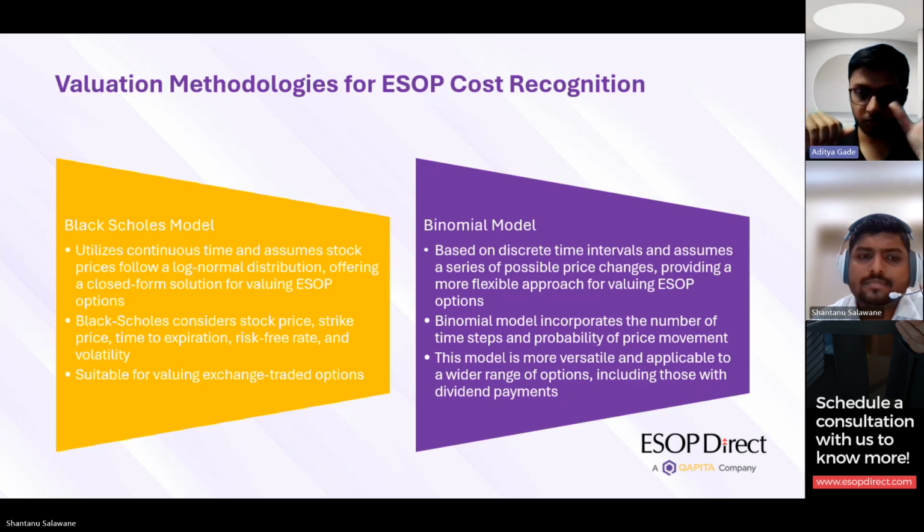So we'll first talk about intrinsic factor. First part of intrinsic factor is market price as of grant. Second part is exercise price of grant. This is the intrinsic factor. Now let's move on to the time value factor. So for time value, we would need when the options would get exercised.